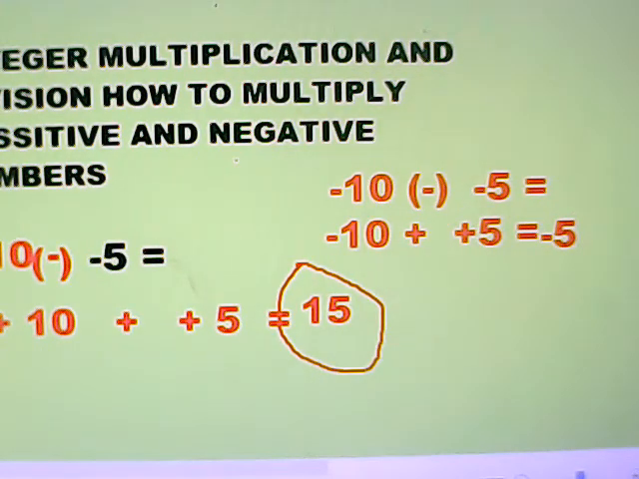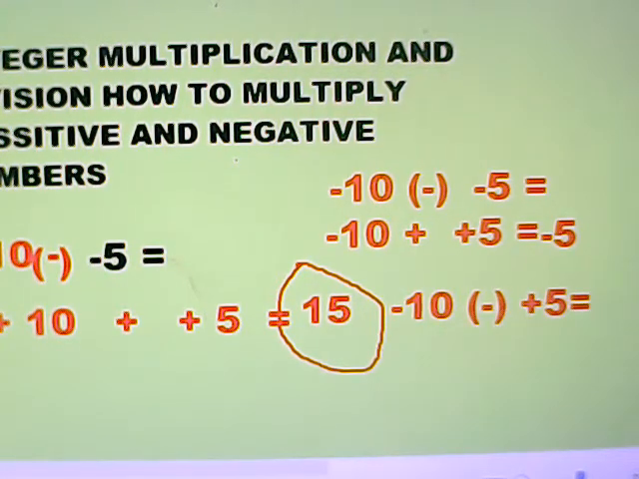How about they are both negative? We have to rewrite those numbers again so that we can come up with negative 5.